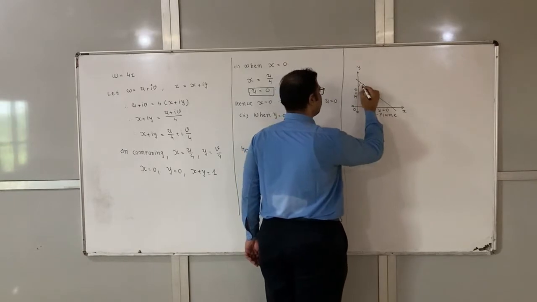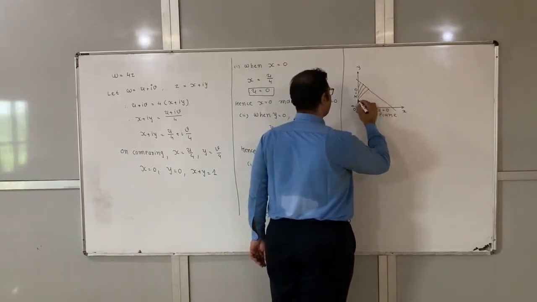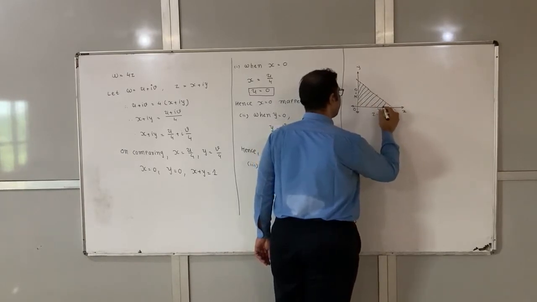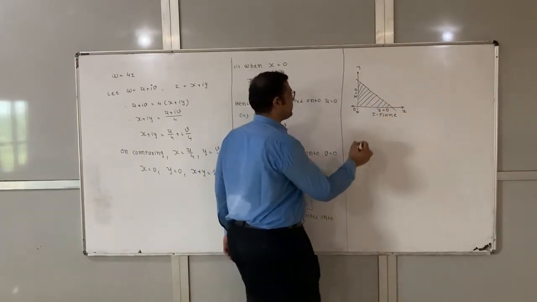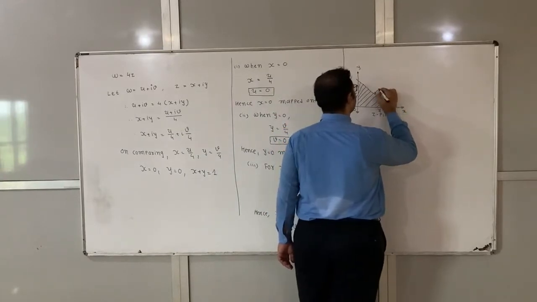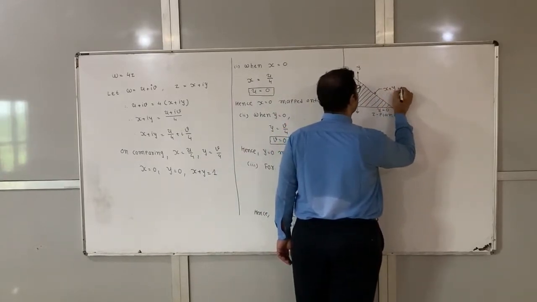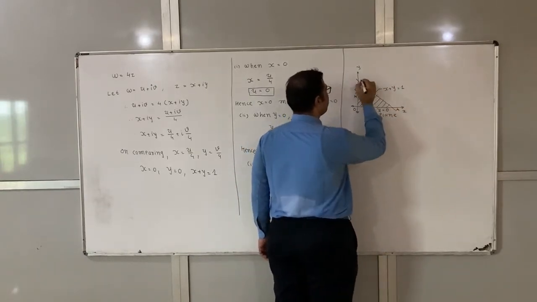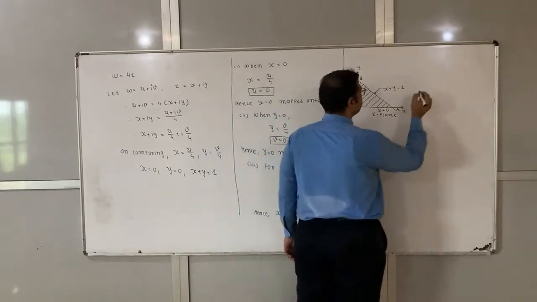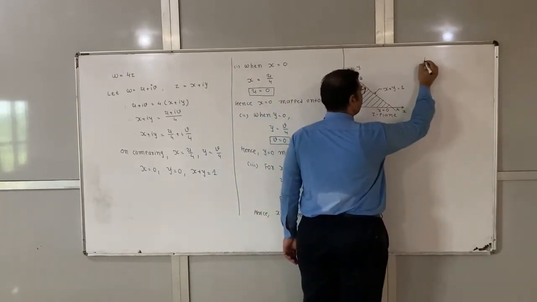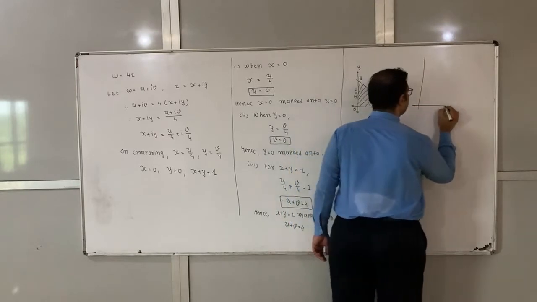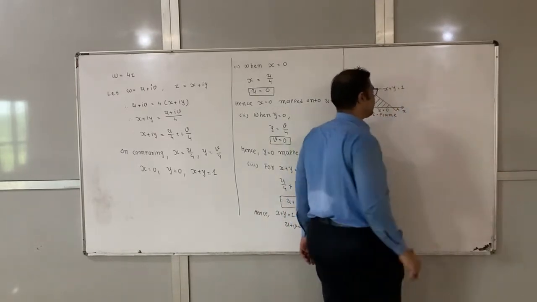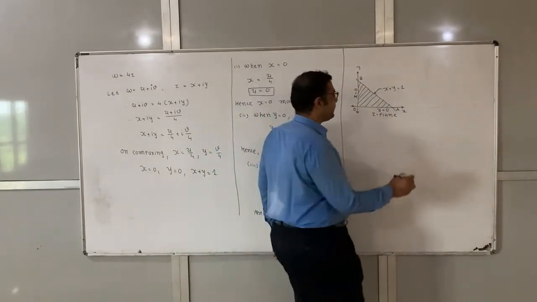And this is the region bounded by the lines x is equal to 0, y is equal to 0, and x plus y is equal to 1. This is the line. Now name the points O, A, B. Now this is the z plane. Now draw the w plane.